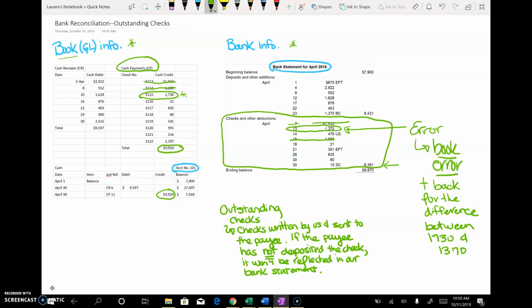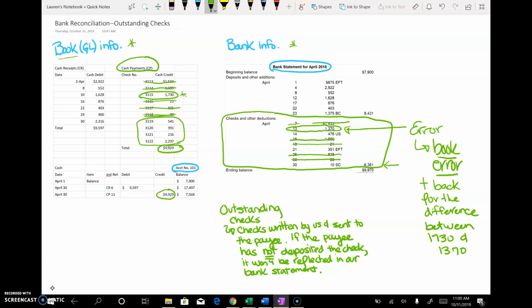Check 3,116 was for $21, and I see it clearing on the 18th. Check 3,117 for $835 cleared on the 26th, so I can clear that. Check 3,118 for $80 cleared on the 30th. And let's see, 541, 991, 216, and then 2,297. If you look over here, they didn't clear.